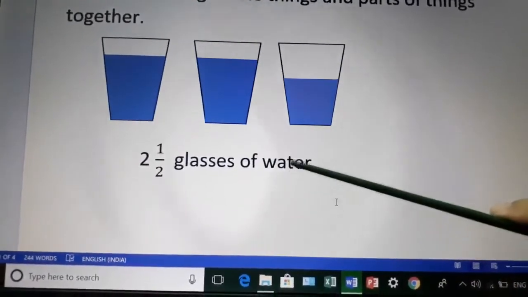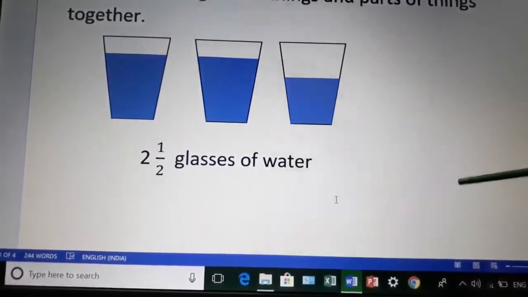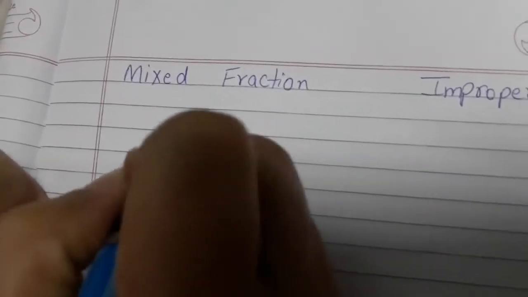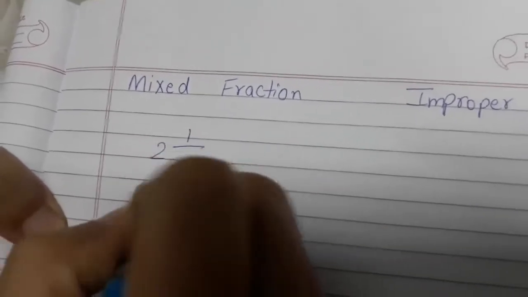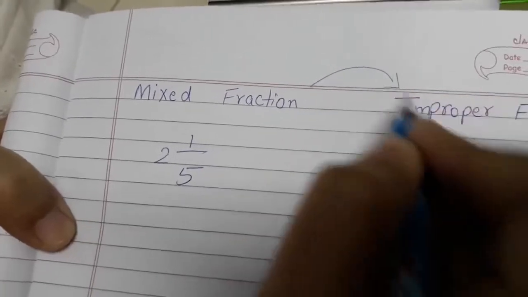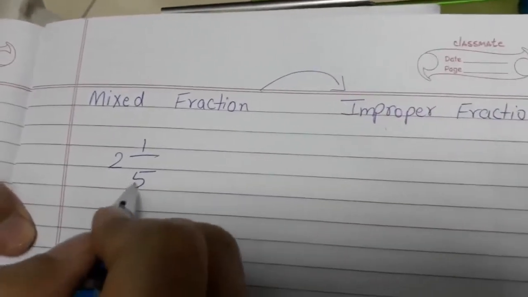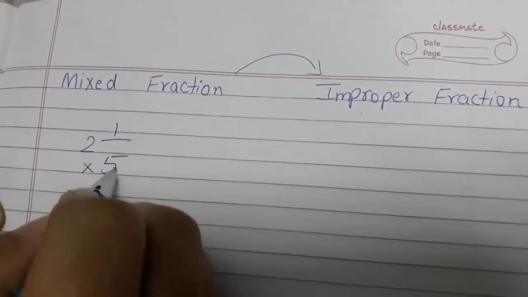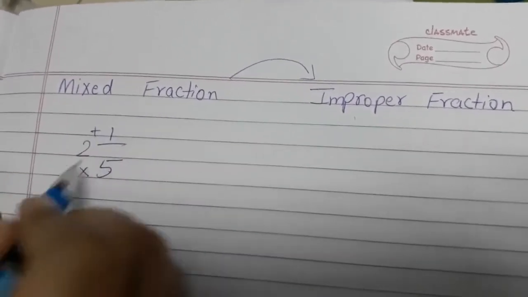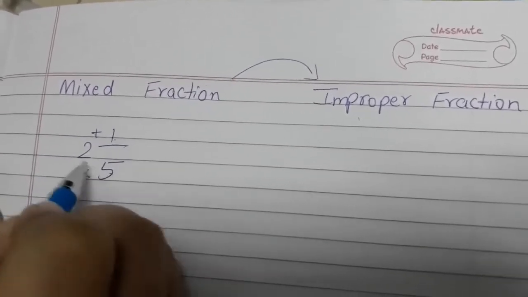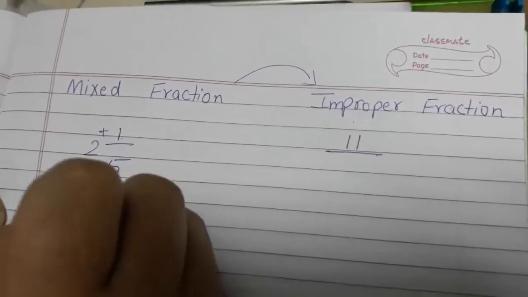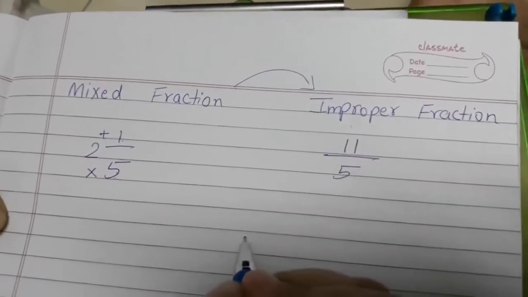Mixed number can be converted into improper fractions. Let me show you. Suppose we take a number 2 1 upon 5. This is your mixed fraction, and let us convert this mixed fraction into improper fraction. 5 2s are 10. 5 will be multiplied by 2. Okay, so 5 2s are 10 plus 1. It will be added with this numerator. 5 2s are 10 plus 1 we get 11. So let us write 11. Denominator remains same. So 11 upon 5.